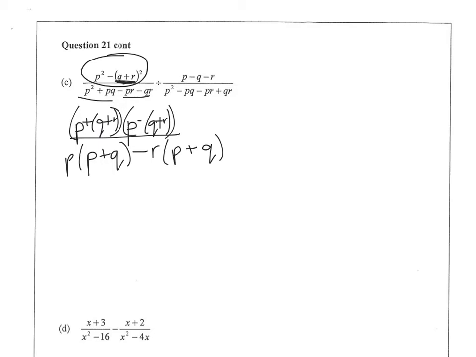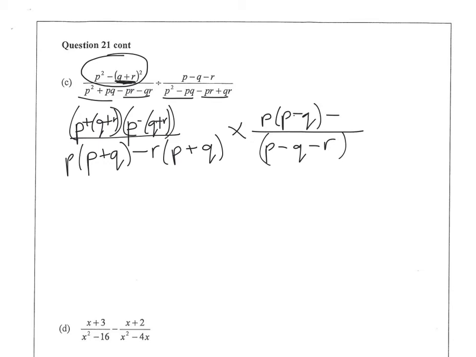Now, the divide we're going to change to a times, and we are going to flip. So the top one now becomes the bottom. That can't be factorised, that just stays as it is. I'm going to put it in brackets. The bottom, now the top, can be factorised by pairs. So p is common, p minus q.